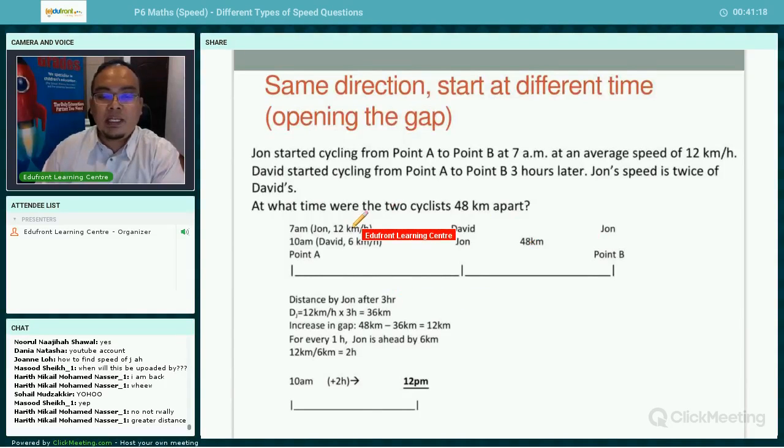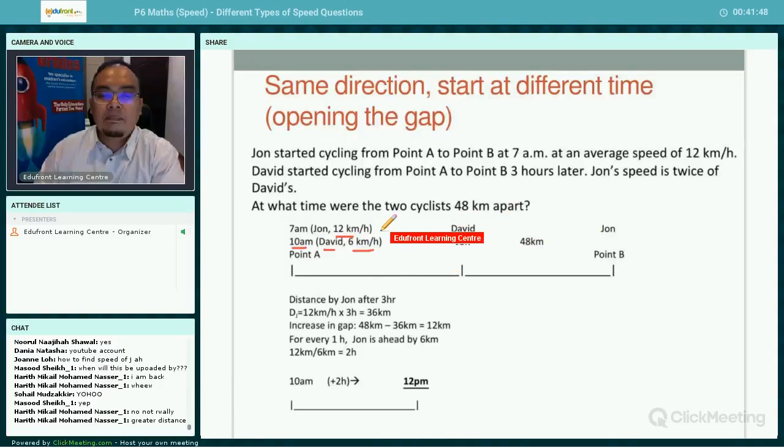Okay, let's draw the timeline here. Let's put all the information inside for you to understand better. Don started at 7 a.m. Speed is 12 kilometers an hour. David started 3 hours later, which is 10 a.m. The speed of David is half that of Don, right? Because they say that Don's speed is twice, so David must be half, which will be 6 kilometers an hour.